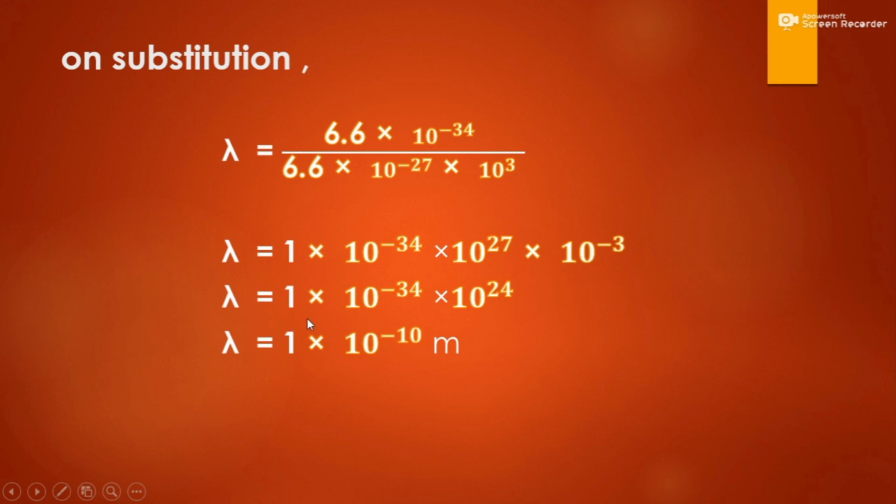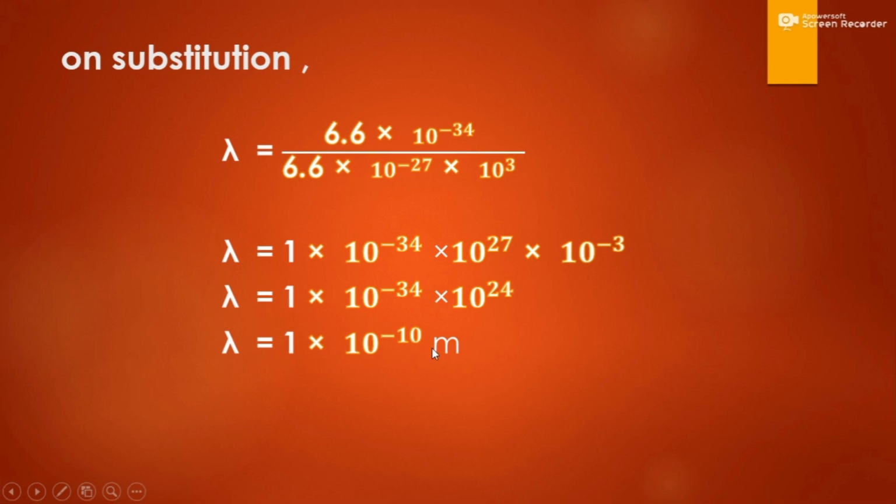Then lambda is equal to 1 into 10 raised to minus 34 into 10 raised to 27 into 10 raised to minus 3. Plus 27 minus 3 becomes plus 24. Then lambda is equal to 1 into 10 raised to minus 34 into 10 raised to 24; minus 34 plus 24 simply becomes 10 raised to minus 10. So lambda is equal to 1 into 10 raised to minus 10 meter. So the wavelength of that beta particle is 1 into 10 raised to minus 10 meter.